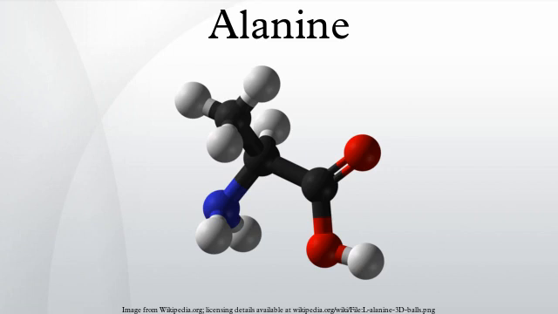Alanine is an α-amino acid with the chemical formula CH3CH(NH2)COOH. The L-isomer is one of the 20 amino acids encoded by the genetic code. Its codons are GCU, GCC, GCA, and GCG. It is classified as a non-polar amino acid.